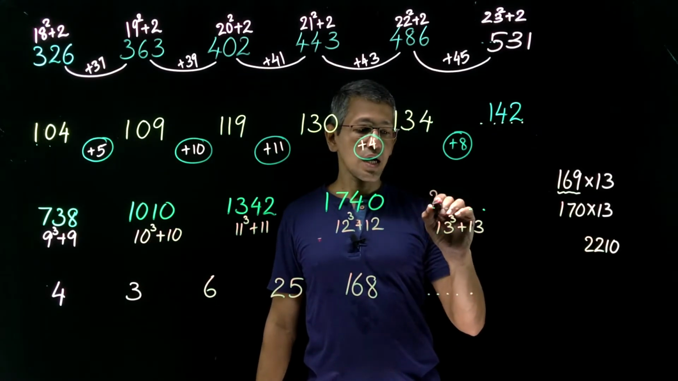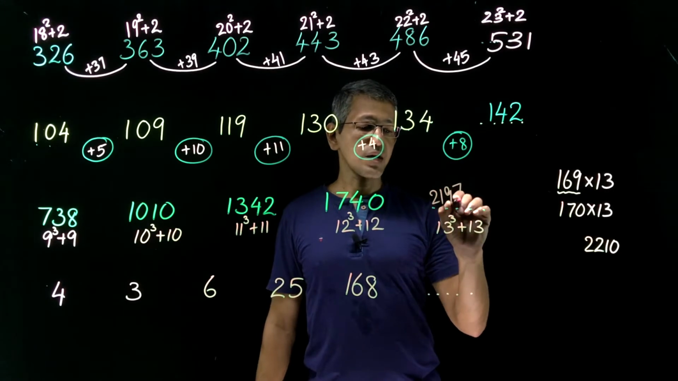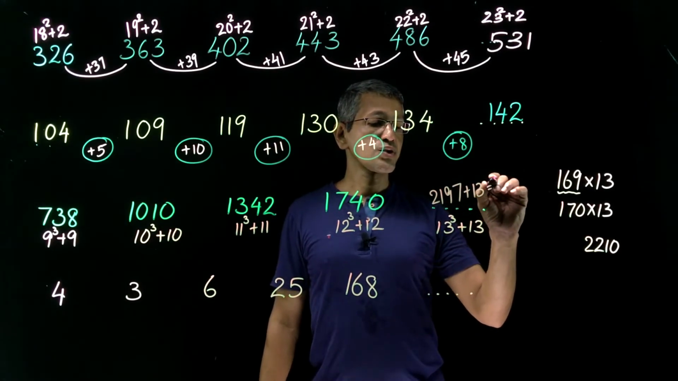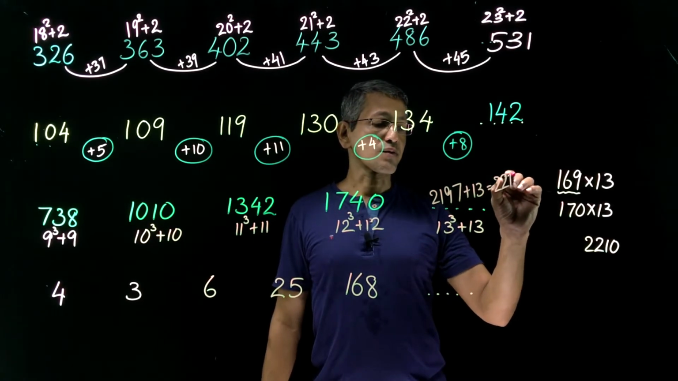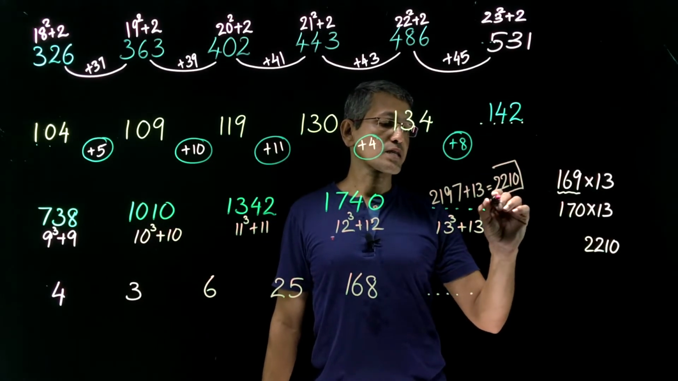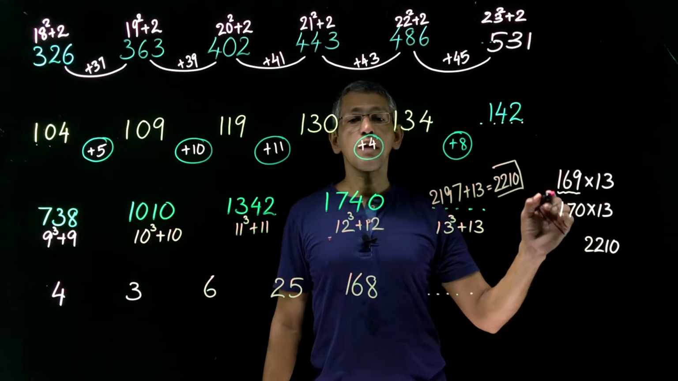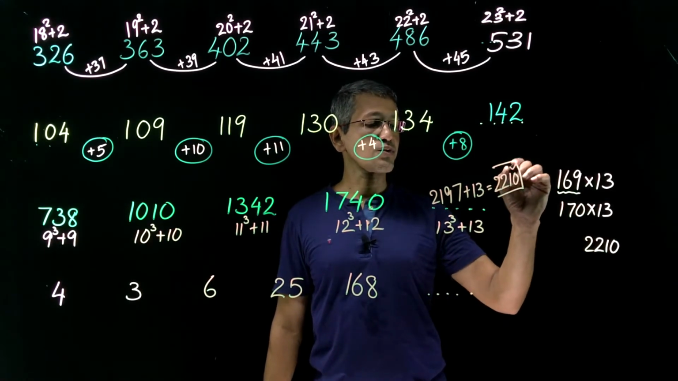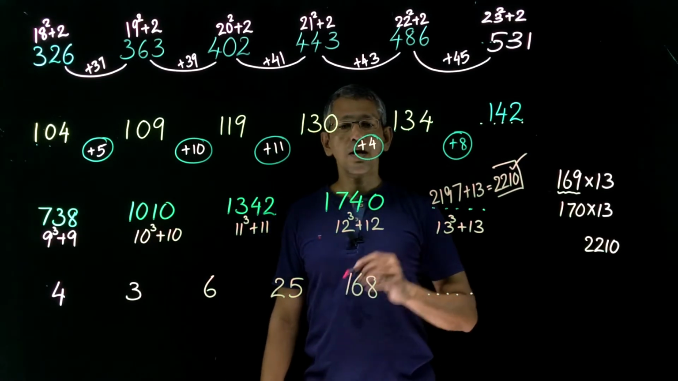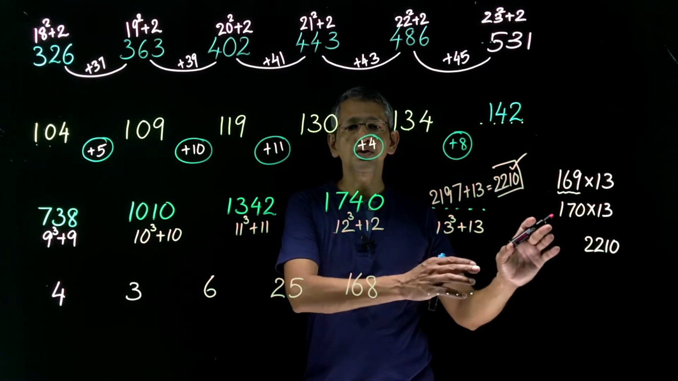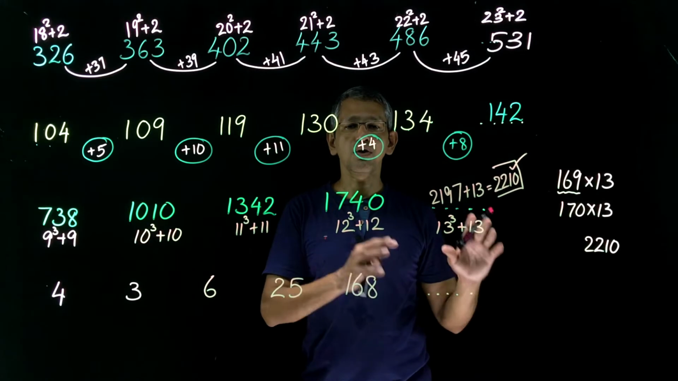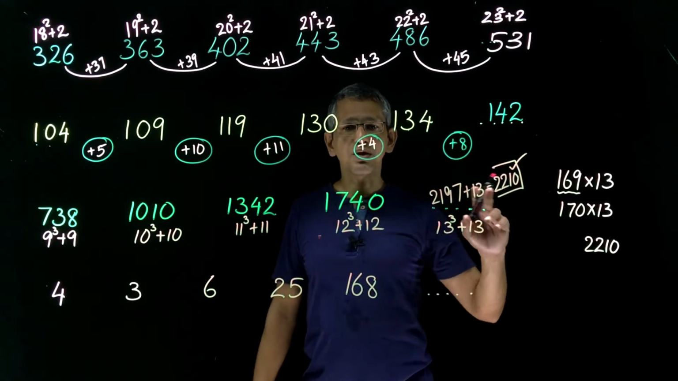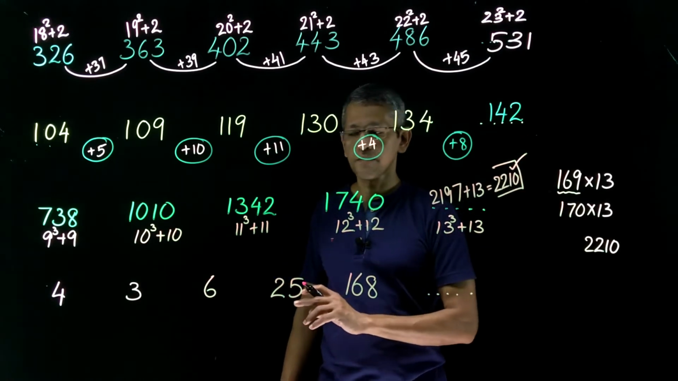So 2197 plus we have to add 13. So the final answer would be 2210. That is exactly what we got when we multiplied 170 with 13. So this answer right here is 2210. Alright guys, so that is how you go for the cubes of numbers if you are not sure about the cube. Multiply the square with the same number, and you will get the cube.